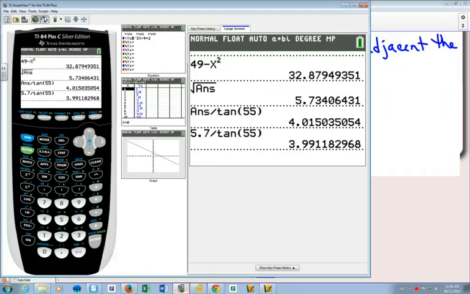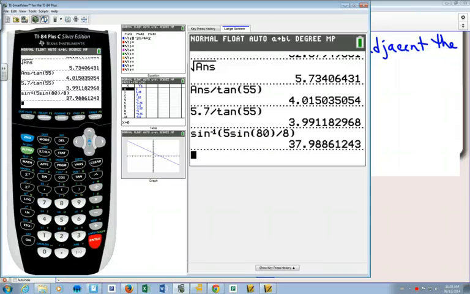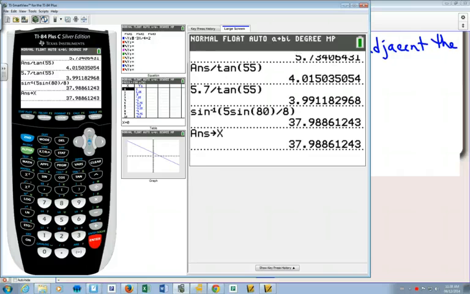So I am going to just type this in. So we had sine inverse of 5 sine 80 bracket divided by 8 bracket. That got us our 37.98. What I'm going to do is I am going to temporarily just store this as x, just so that I have all my decimal places for later on. How do you store it? The store button is right above the on button.